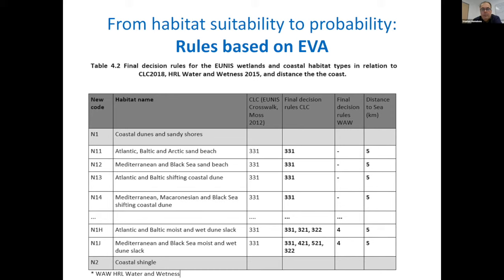So in the European habitat suitability maps, for example, we saw the coastal habitat still occurring quite far inland in the beginning. Well, based on the European Vegetation Archive, you could already say it's not occurring further inland than 5 kilometers. So we used a very hard distance to the sea border. And here you can see an example of how it works.